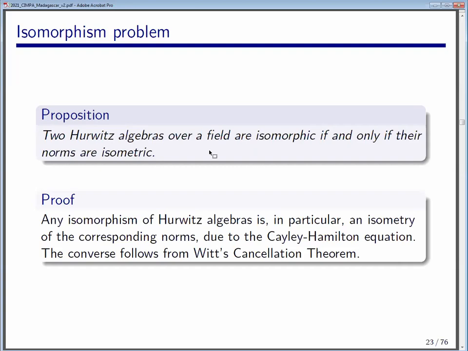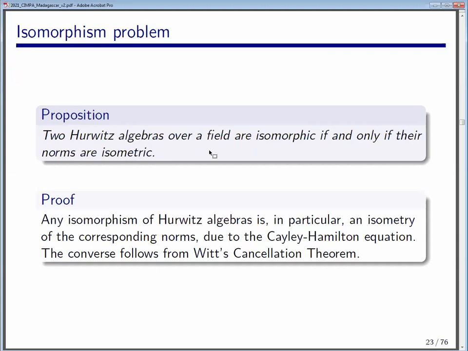So if we have an isometry, because of this equation, it must preserve the coefficients that appear in this equation. And one of the coefficients is the norm. And that's the idea. So using that, any isomorphism is always an isometry of the corresponding norms. And now, in order to get the converse, whenever we have that the norms are isometric, how do we get that the algebras are isomorphic?